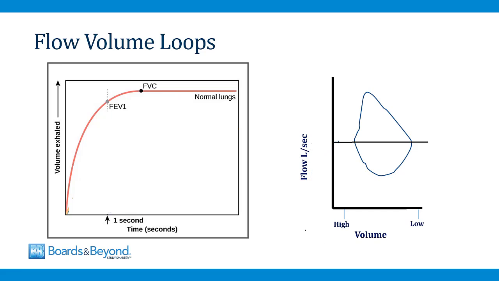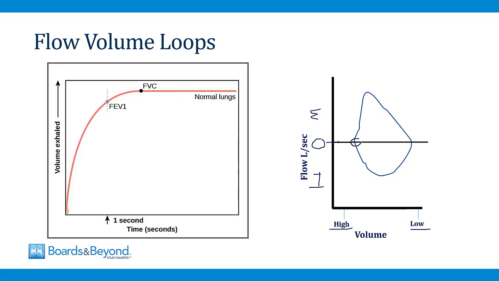So to understand these loops, the first thing you have to recognize is that high lung volumes are shown on the left of the x-axis and low on the right. This is just a convention in the way it's always done. Also, this point in the middle is zero, meaning no flow. And as I said before, up here is when air is being exhaled or going out of the lungs, and down here is when air is being inhaled.